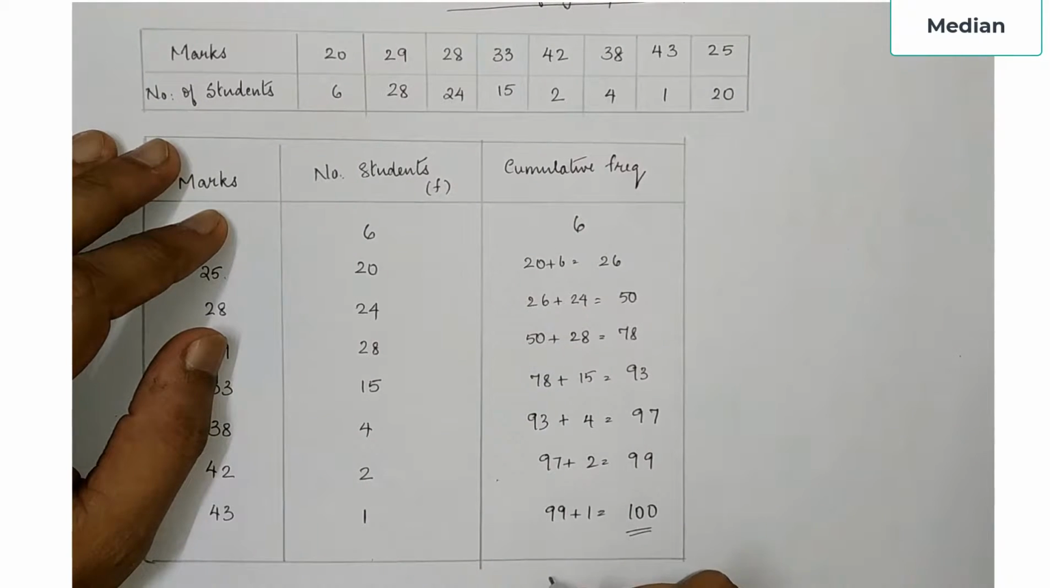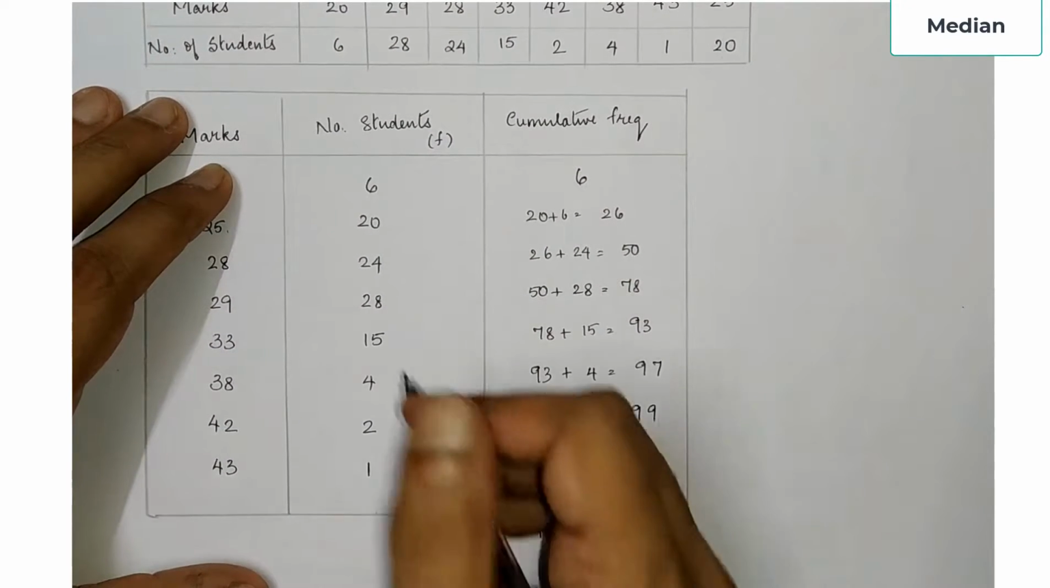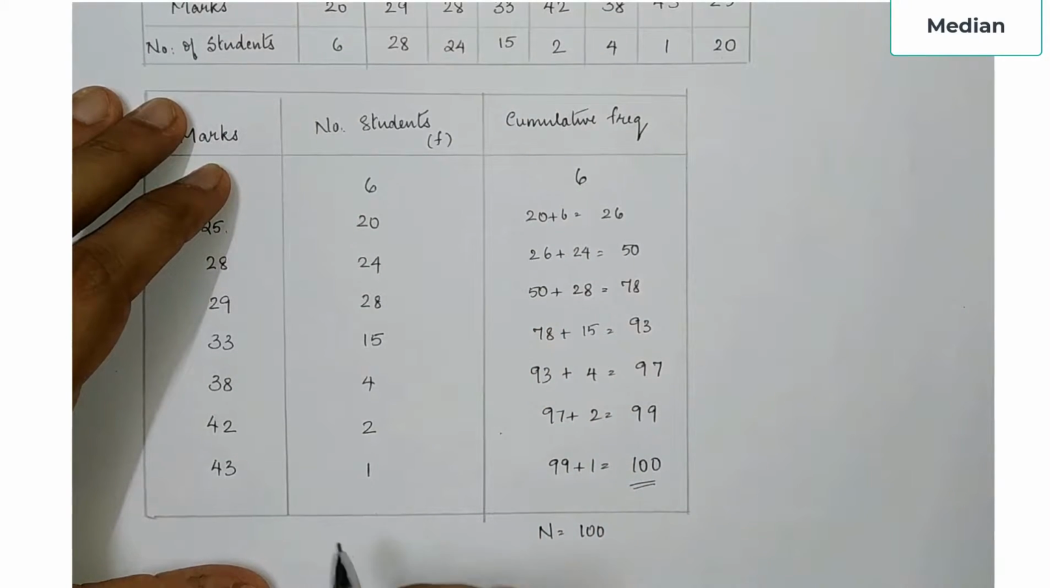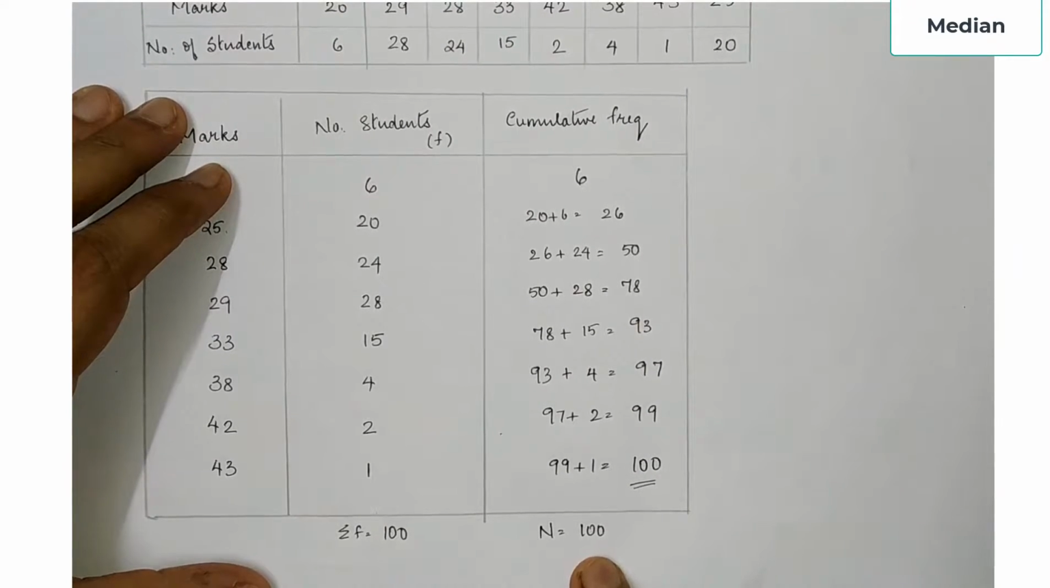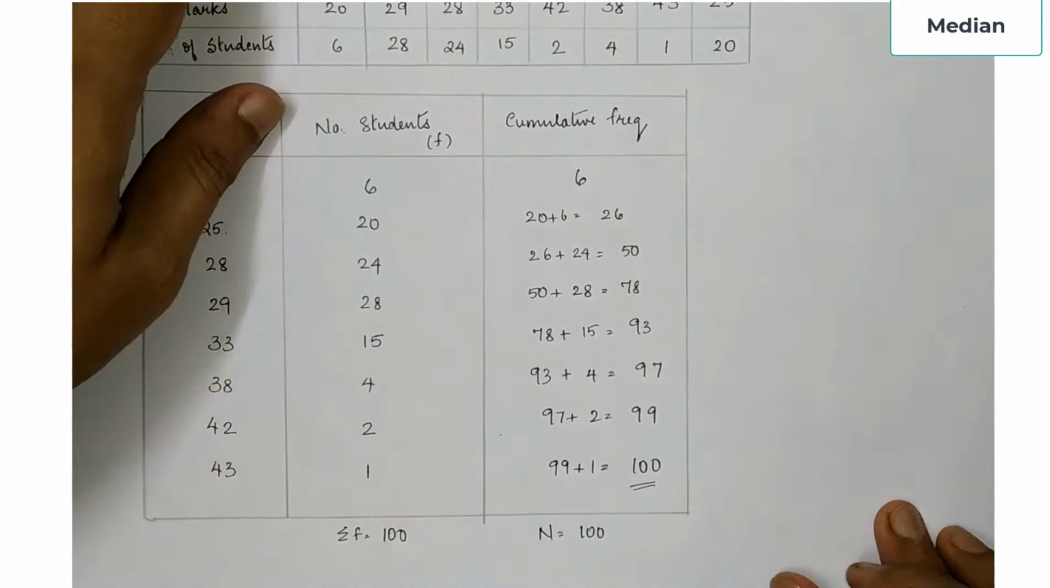Now this is capital N, because it is the total. So N is equal to 100. And if you total all the frequencies, you will get sigma f is equal to 100. So the last cumulative frequency will be equal to the sigma of all the frequencies given.